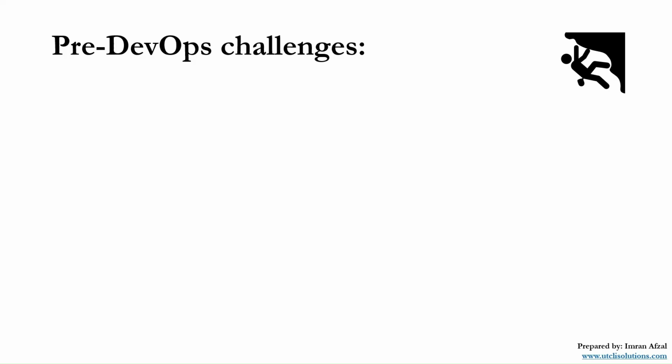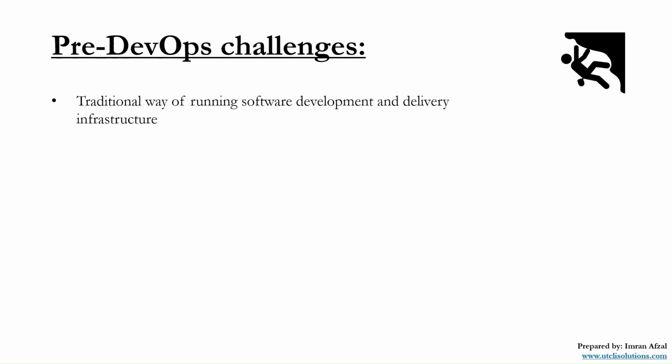In this video, we will cover the pre-DevOps challenges, the issues that existed before DevOps was introduced. The very first one is the traditional way of running software development and delivery infrastructure, meaning there was a development team working independently, there was an infrastructure team or operations team working independently, and there were a lot of issues in between them.